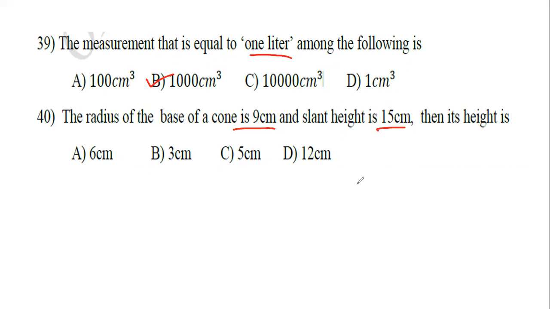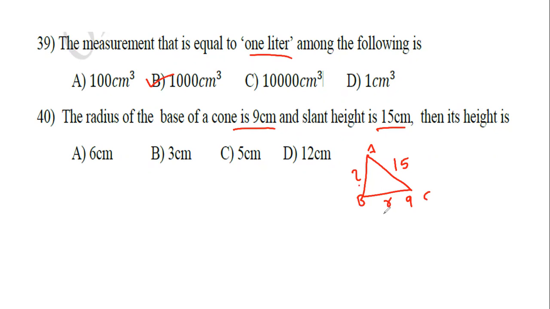Next, the radius of the base of the cone is 9 centimeter. Slant height is 15 centimeter. Then height is dash. This is the cone. The given radius, this is radius. Radius is 9 and slant height is 15. Slant height, sorry, not height, slant height. Find out the height. Okay, consider this as A, B, C.